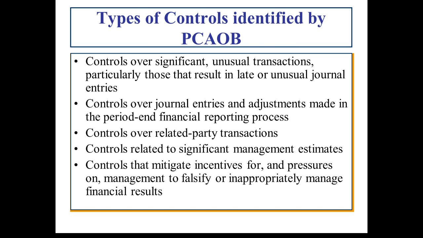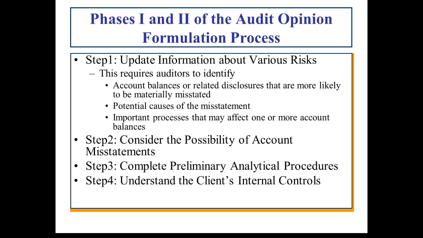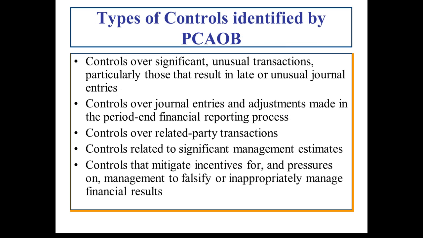So, let me go back here, and then we'll go step 2, step 3, step 4. However, with the PCAOB, they've provided some controls that we need to be aware of. We need to look at unusual transactions that are significant. Why does the PCAOB want us to really take a look at significant, unusual transactions?